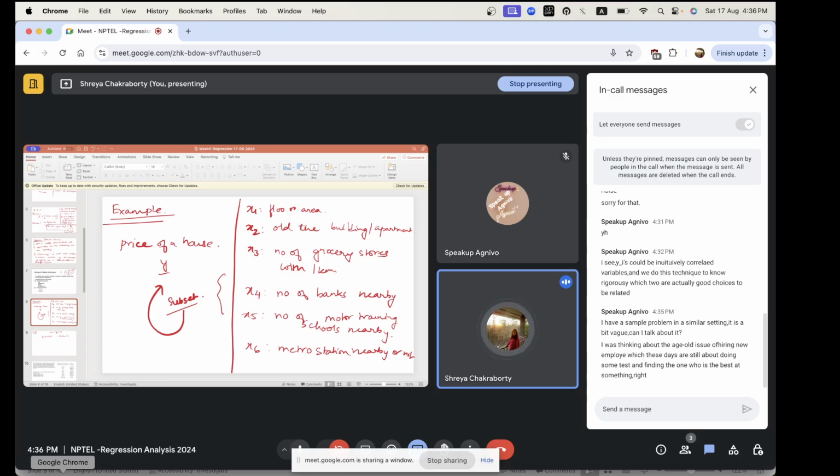I was thinking about the age old issue of hiring a new employee, which these days is still about doing some test and finding out who is the best at something. So in this scenario, which one is your response? What do you want to predict? Whether that person will be selected or not. Correct?